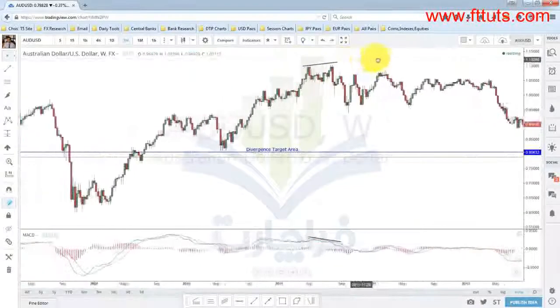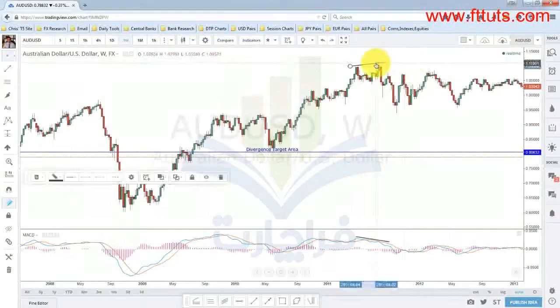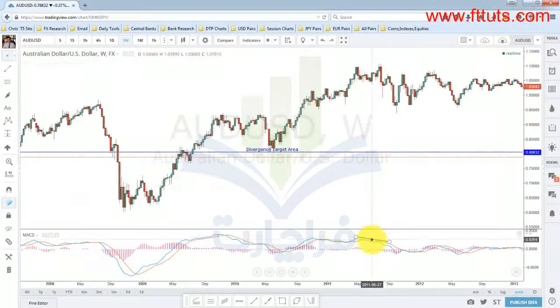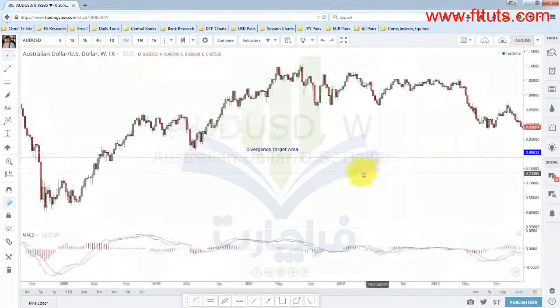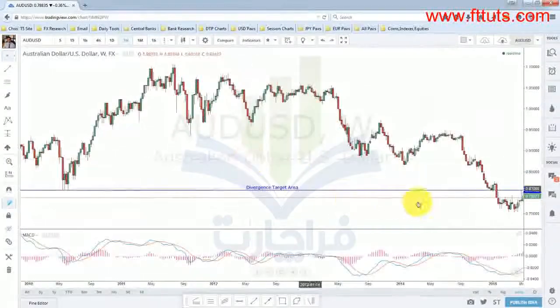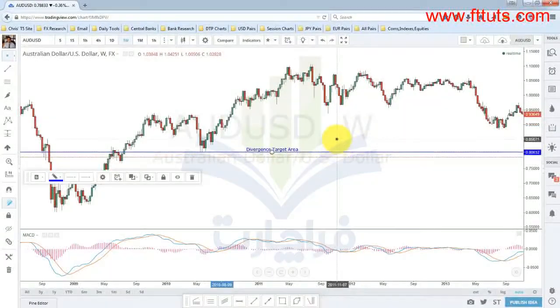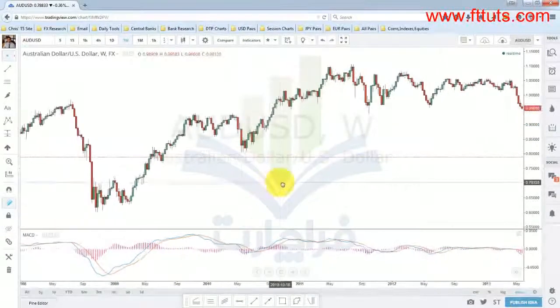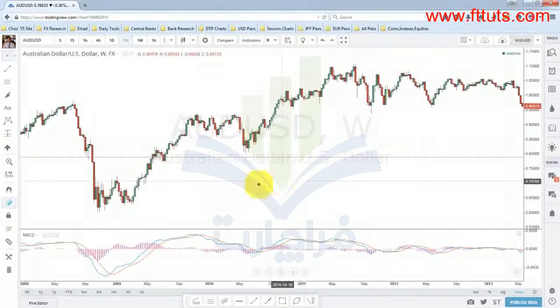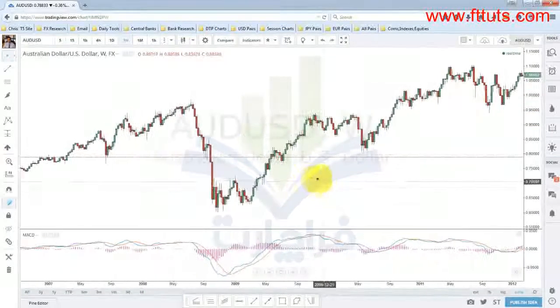But let's back up a little bit. Let me go ahead and just get rid of these lines so we don't confuse. Let me push this forward just a little bit to show you. See how the market came all the way back down to target this divergence target area. It's a really powerful way to look to target trades, and we'll be a little bit more specific with that later on. But what I want to bring your attention to is right here.